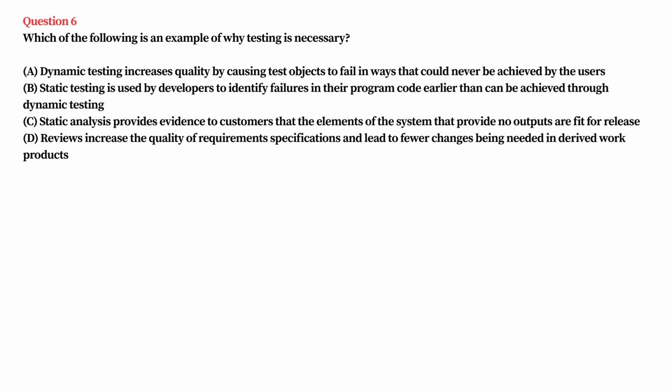Answer A is not correct. It is often possible to use dynamic testing to cause a test object to fail in ways that could never be achieved by the users, such as by using fault injection. However, if the failure can never occur with real end users, then identifying it is not especially valuable, as testing is ultimately aimed at improving the work product for the end users. Spending time testing for failures that cannot occur with real users is not an efficient use of a tester's time.